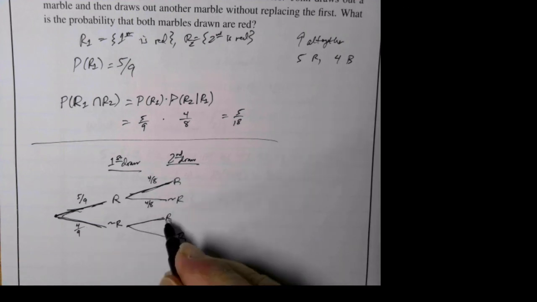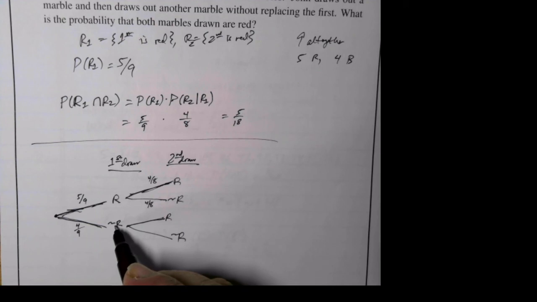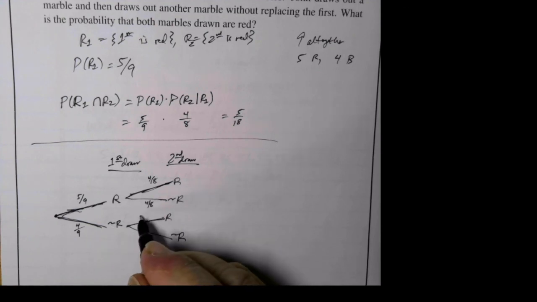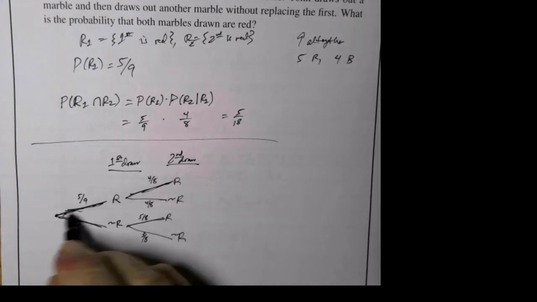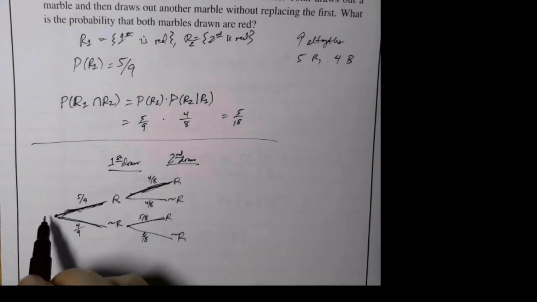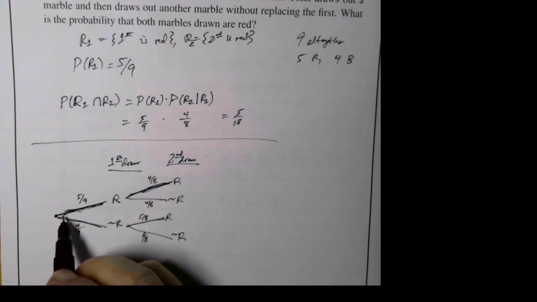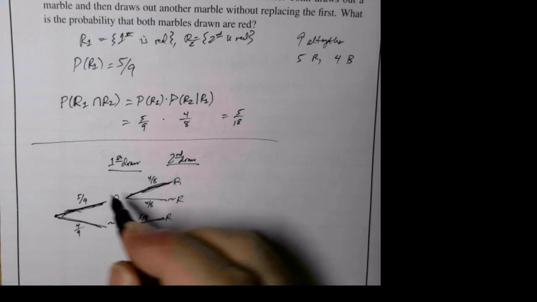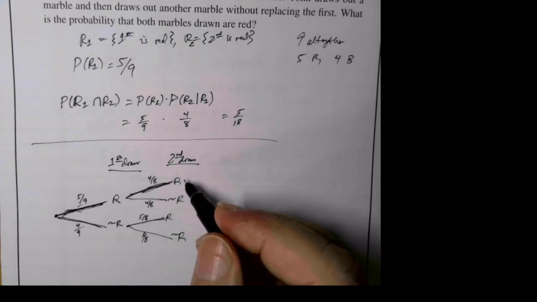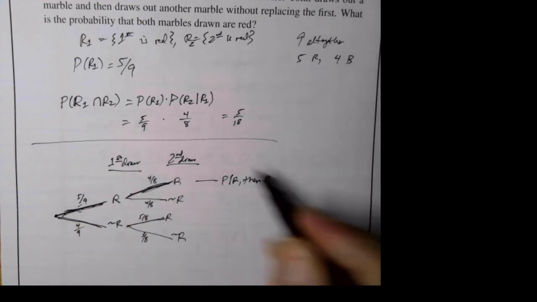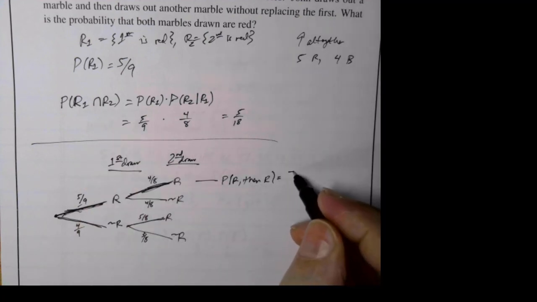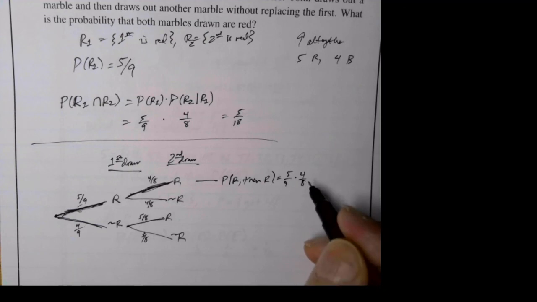Similarly with this one, if I were to label these 2 paths, if you draw a non-red marble, then you still have 5 red marbles left out of 8. So this one would be 5/8 and this one would be 3/8. But this is the only path we're interested in for this problem. And I can get the probability that this process takes a certain path by multiplying the probabilities along the way. So the probability of red then red, which is exactly what we were computing up there, is 5/9 times 4/8, just as it was up there.